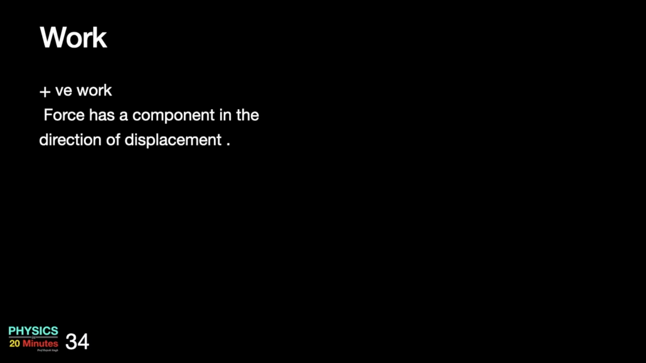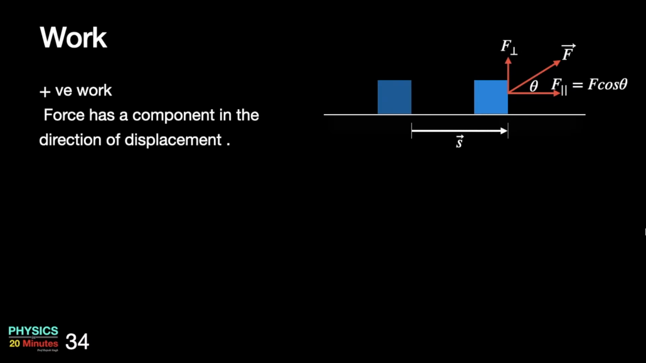So work will be positive if the force has a component in the direction of displacement. So do look at this diagram once again. My displacement is towards the right side. The force is acting at an angle to the displacement. It has a component F parallel which is in the direction of the displacement. So this is pointing to the right, this is also pointing to the right. So they are both pointing in the same direction. And in this case the work done is going to be positive.